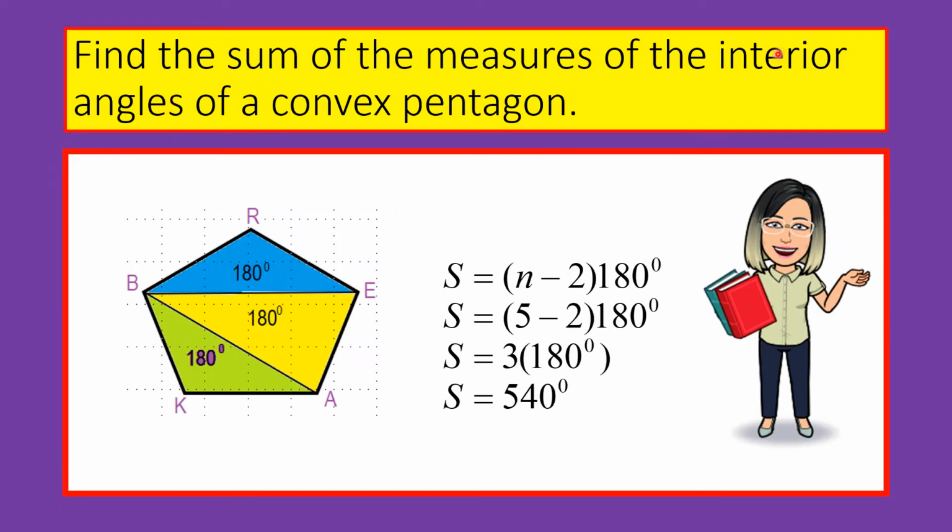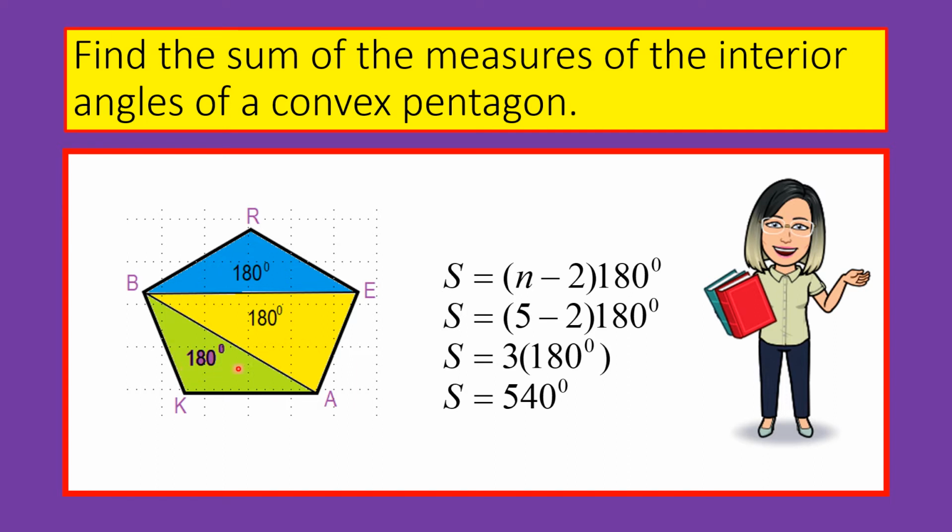Find the sum of the measures of the interior angles of a convex pentagon. Using one vertex, that is vertex B, we'll draw diagonals. So we have one diagonal BE, and we have another diagonal BA. So how many triangles are there? So we have 3 triangles. This is 180. This is also 180. This is also 180. So that is 3 times 180 equals 540 degrees.